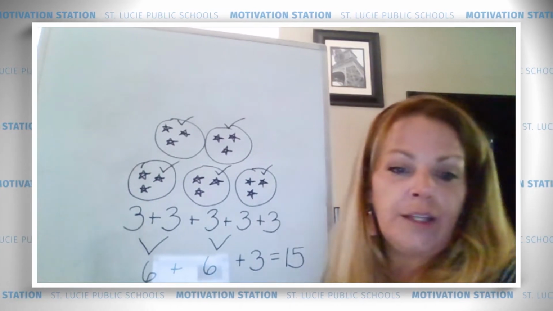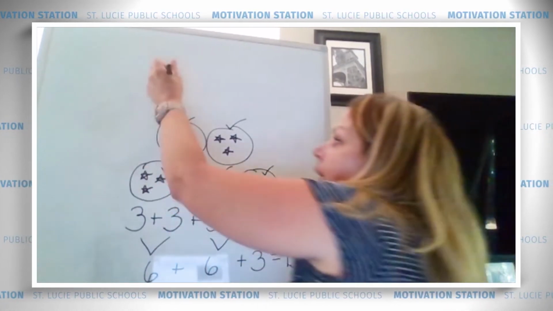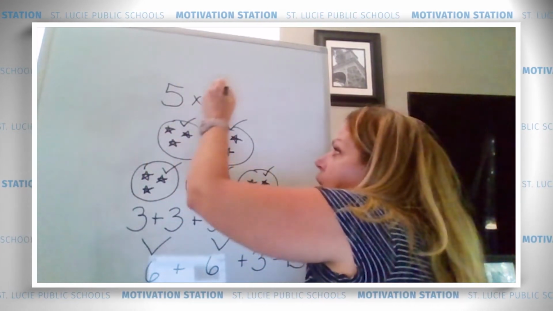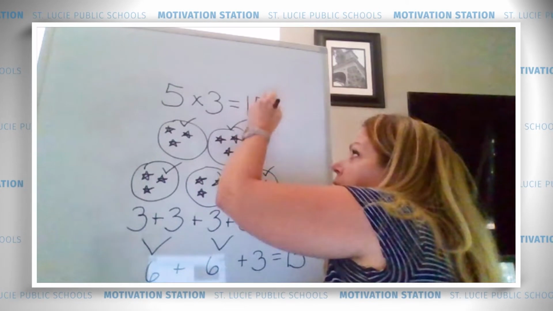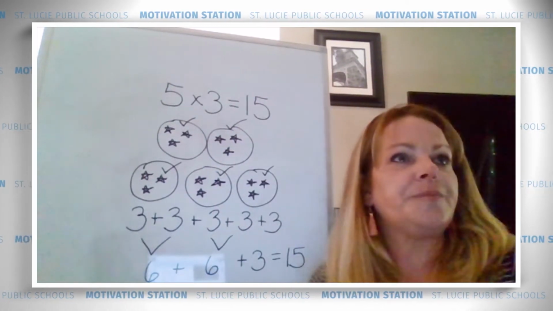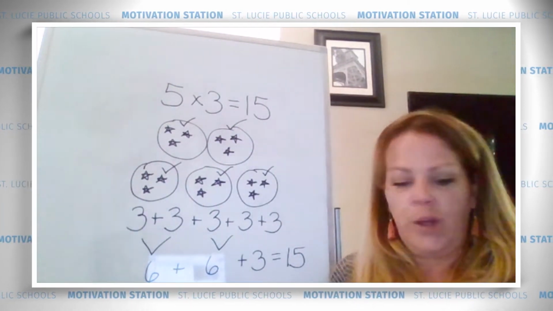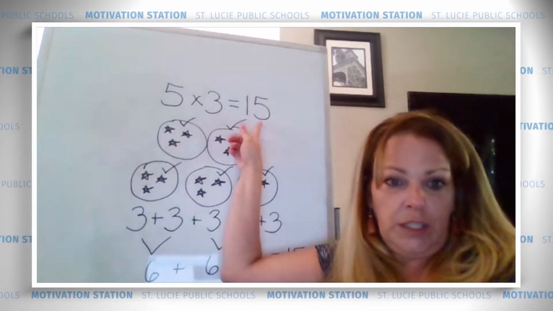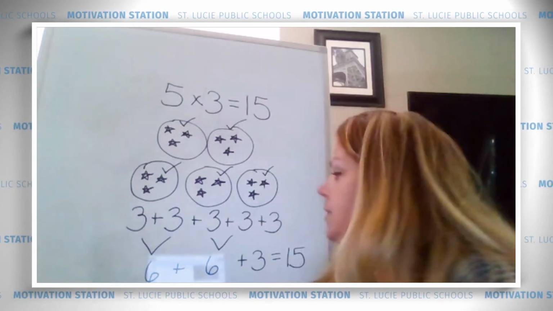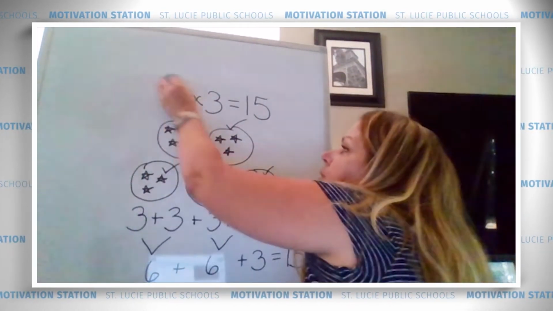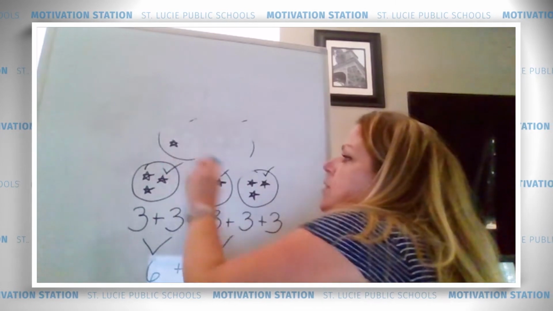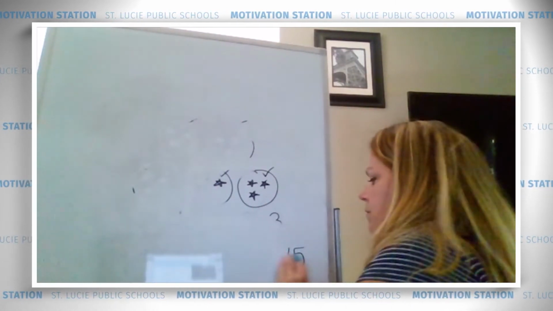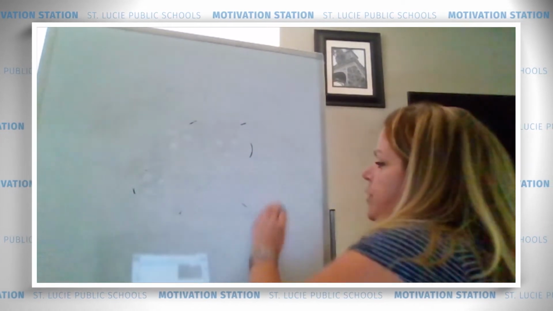All right, or we could write that as a multiplication equation. I have 5 groups of 3 stars, which would give me a total of 15 again. All right, and then remember we also talked about different ways to represent the total of 15. So let me just erase this really quickly. So different ways to get to 15. And remember we did our 4 square for that.